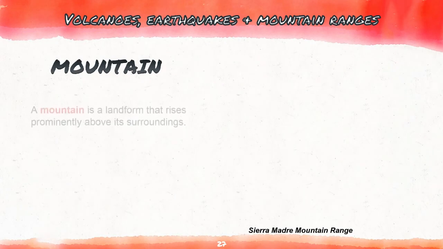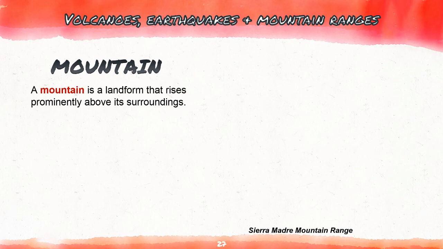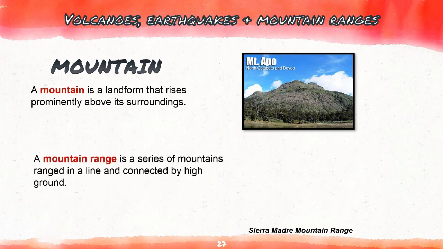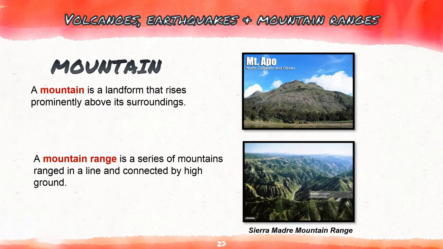Now, how about the mountain? A mountain is a landform that rises prominently above its surroundings. An example of a mountain in the Philippine setting is Mount Apo, located in the boundary of North Cotabato and Davao. How are we going to differentiate a mountain range from a mountain? A mountain range is a series of mountains ranged in a line and connected by high ground. An example of this is the Sierra Madre Mountain Range, which is considered to be the longest mountain range in the Philippines.